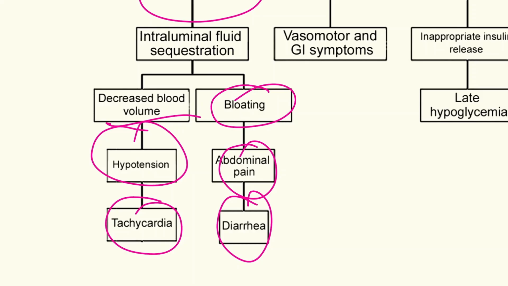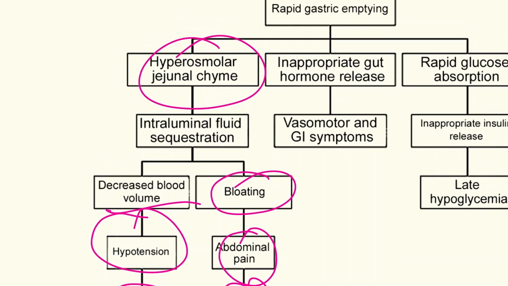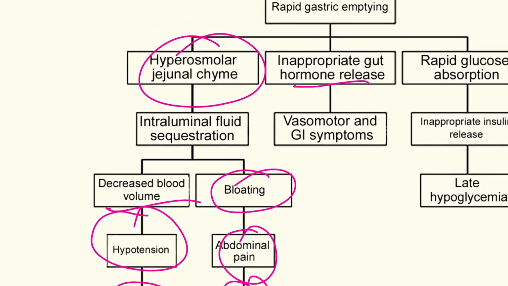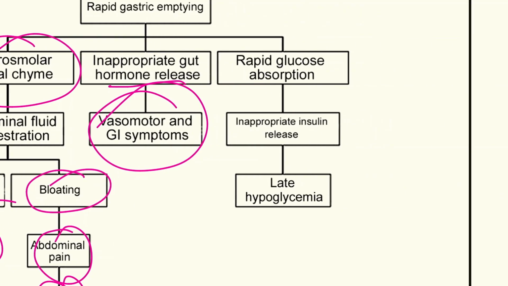This is how we get to the final symptoms from dumping syndrome. We also have inappropriate gut hormone release: cholecystokinin, secretin, all those gut hormones we talked about, VIP and nitric oxide. This causes issues where hypermotility occurs. We also have rapid glucose absorption. We don't have a nice constant supply of glucose being absorbed into our body naturally. We get it all dumped all at once.